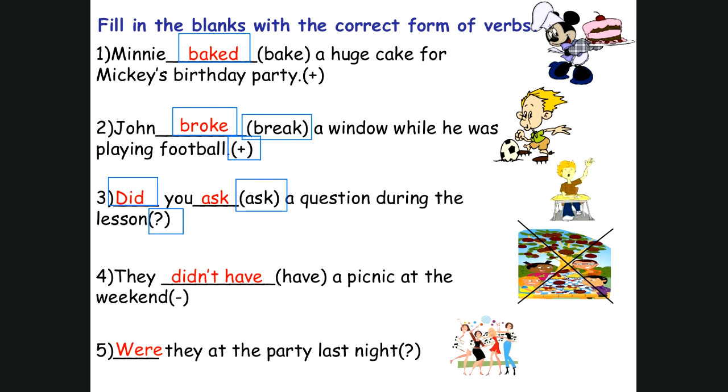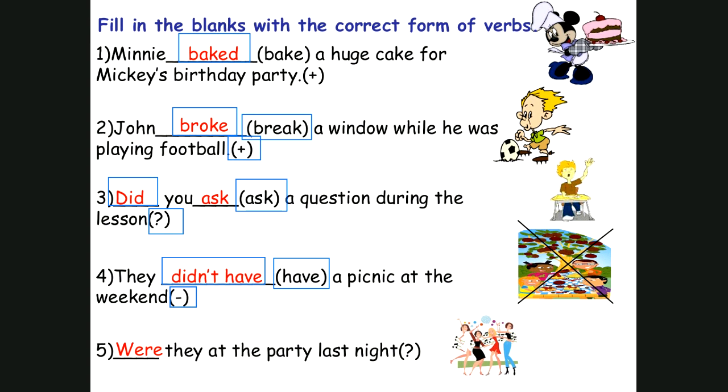Now, the negative one. Again, you don't have to write the past of the verb over here because this is a negative one. If you have a negative, you simply have to include the didn't and then the verb. They didn't have a picnic at the weekend.